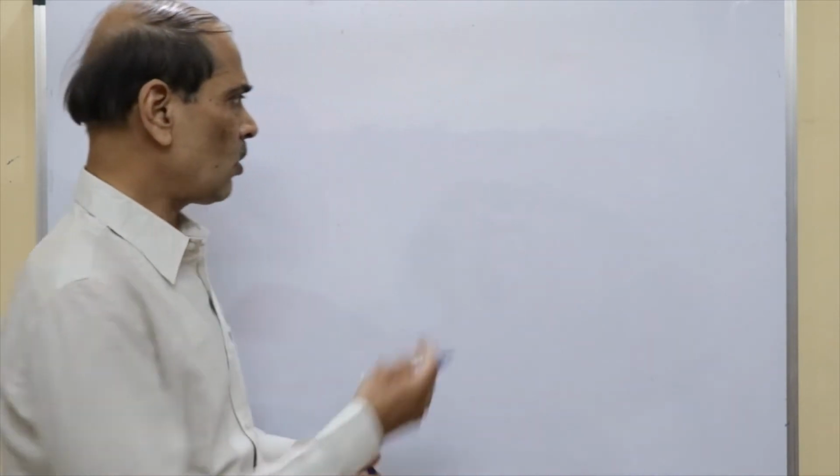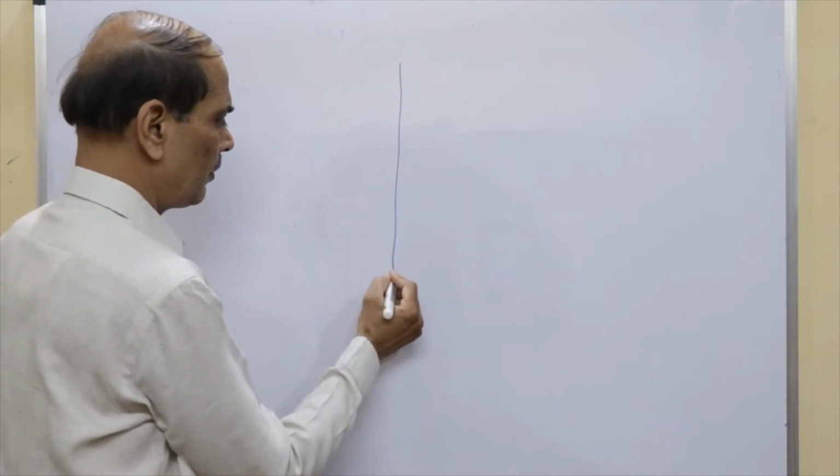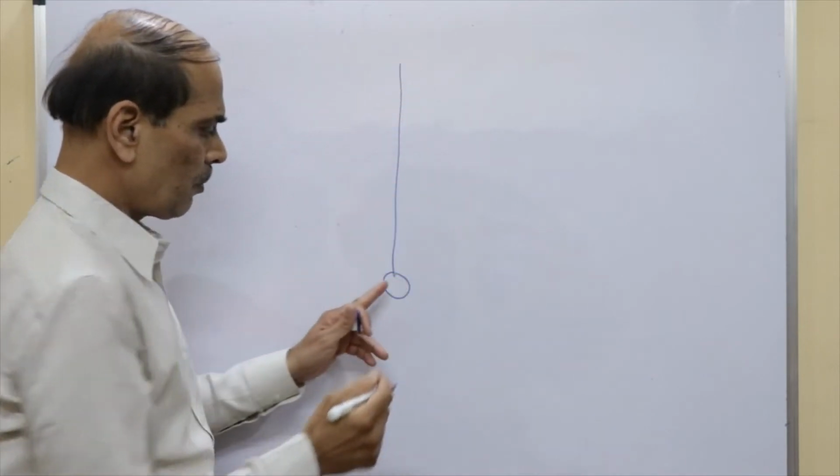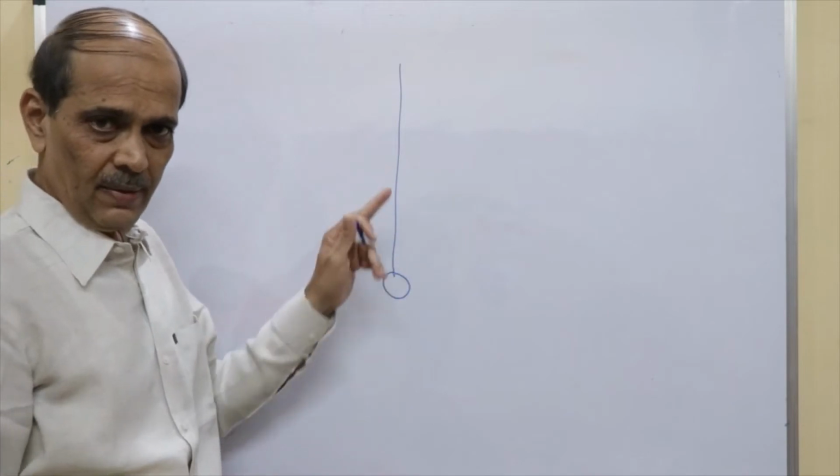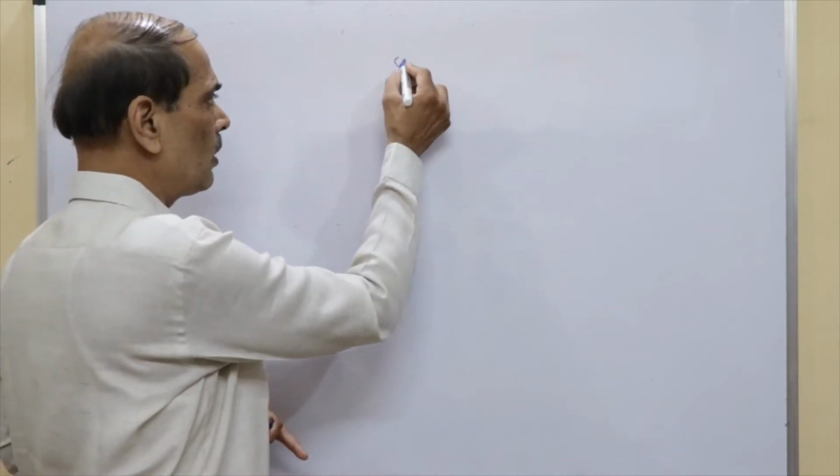Let us talk about pendulum motion. What is a pendulum? It is nothing but a mass tied to a thread of negligible mass, a thread which does not have much mass. So that thread and a bob, typically this is called a bob, thread suspended to a support.